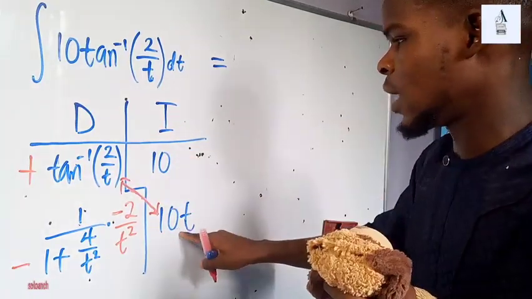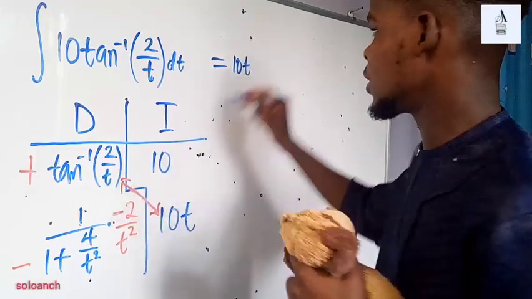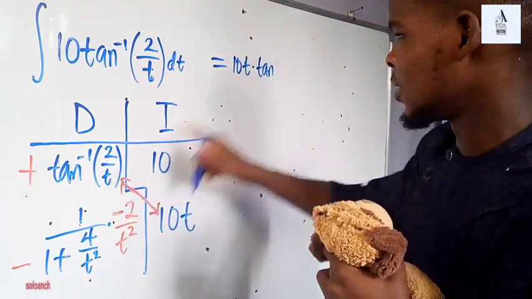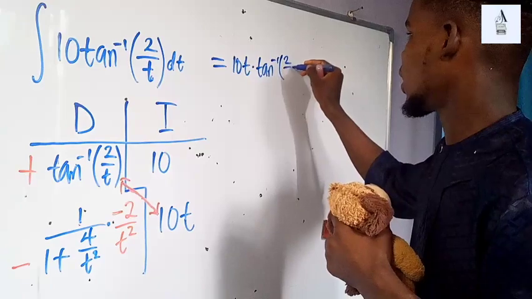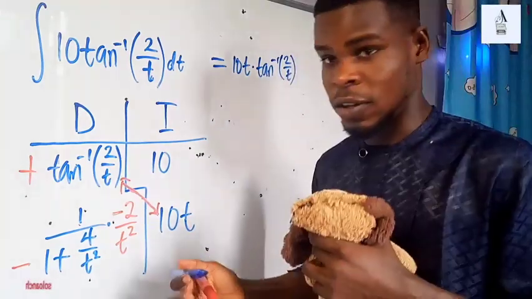That means we're going to have 10t times this. That will be 10t times the tangent inverse. So you notice that this is not just 10 times. So 10t times inverse tangent of 2 over t, right? Maybe I can use x just to avoid it, to take care of the confusion.